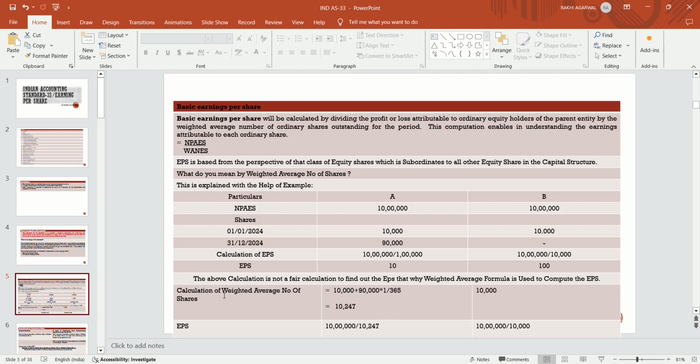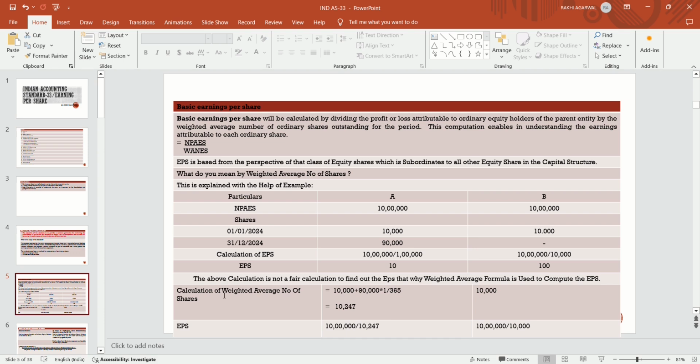After giving the tax, after paying to the preference shareholders, after paying to the debentures, after paying the dividend, whatever the left out profits are there, that should be divided by the weighted average number of ordinary shares outstanding for the period. This computation enables understanding the earning attributable to each shareholder. That is net profit attributable to equity shareholder divided by weighted average number of equity shares.